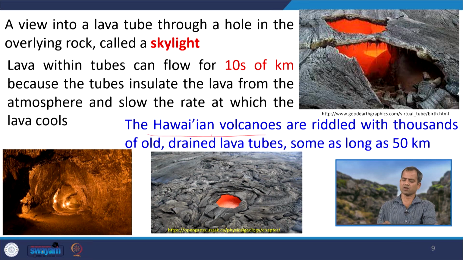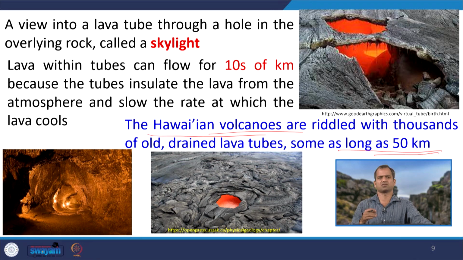In Hawaiian volcanoes, this lava tunnel is around 50 kilometers long. So, you can say a 50 kilometer tunnel which was earlier flowing with lava, and the upper surface is providing insulation from the atmospheric system. And if the lava tunnel is broken sometimes, at some part, then you can see the tunnel from the surface, and that is called a skylight. You just break the top of this tube, so you allow the atmospheric system in, and you can see the tube from the surface. That is called the skylight.